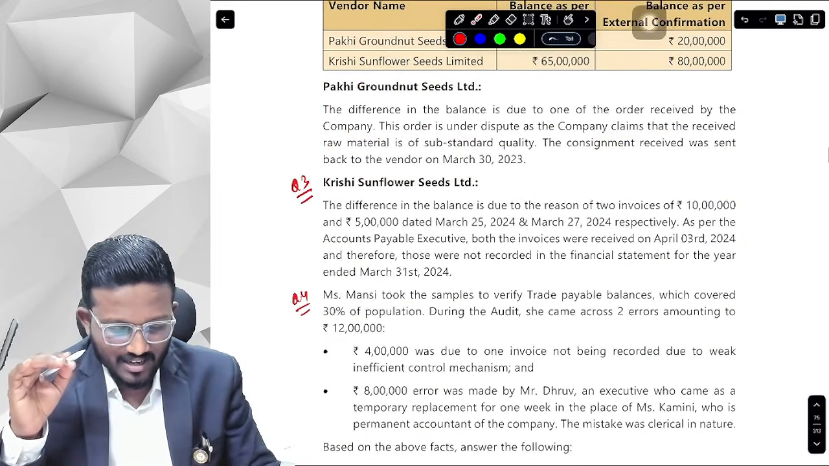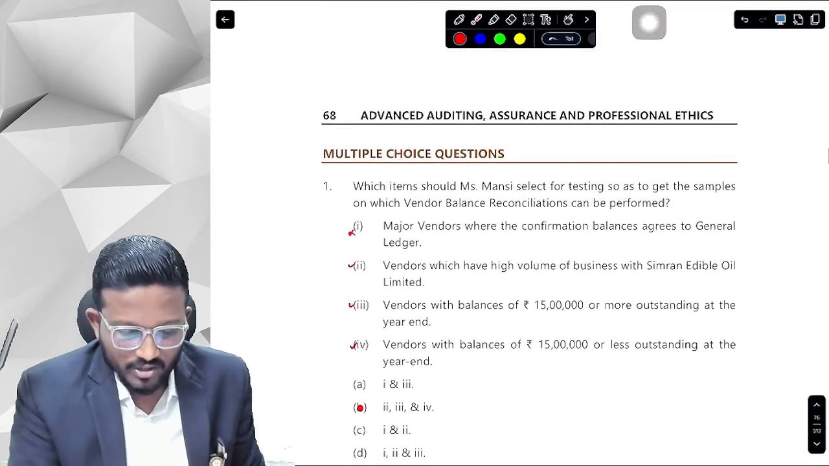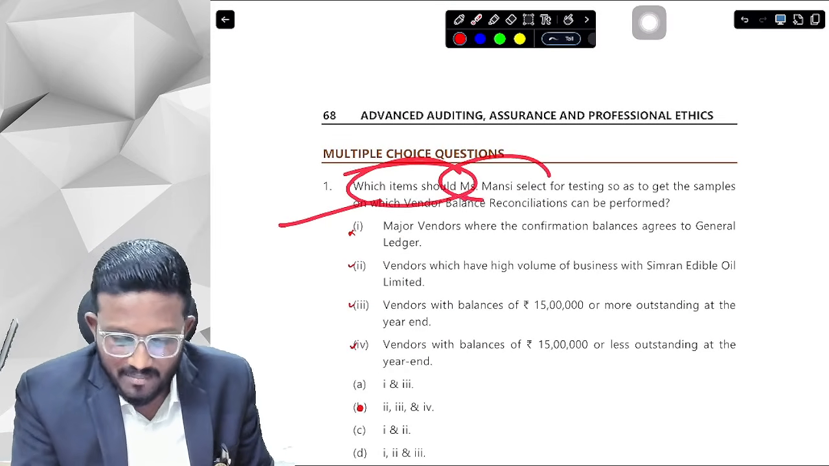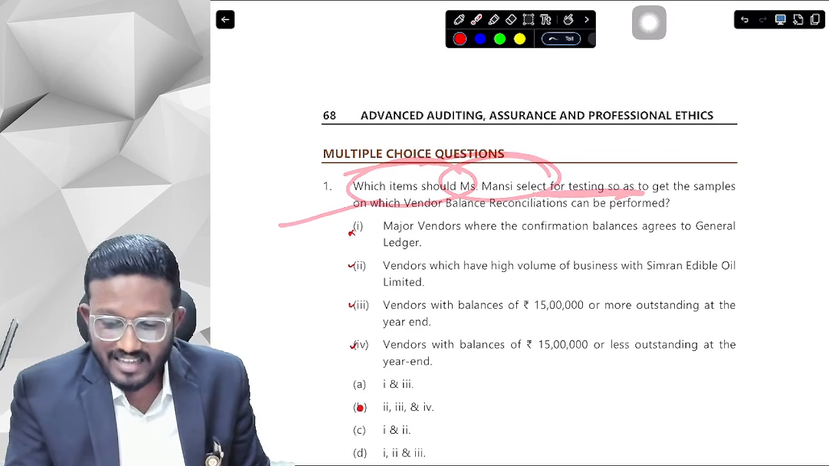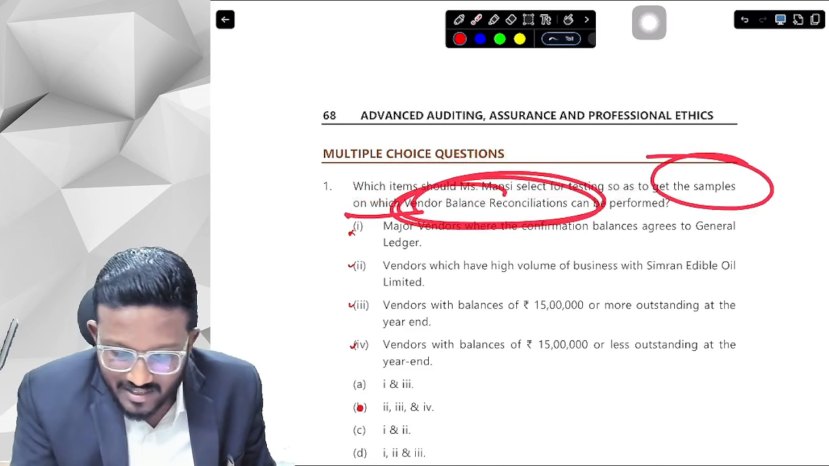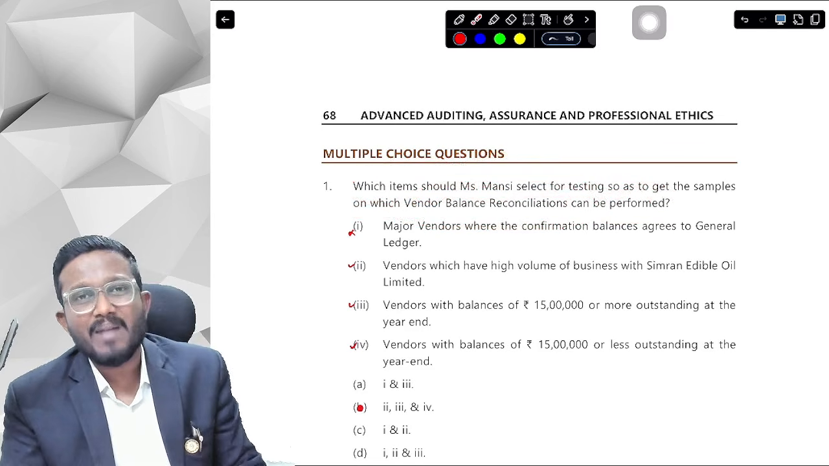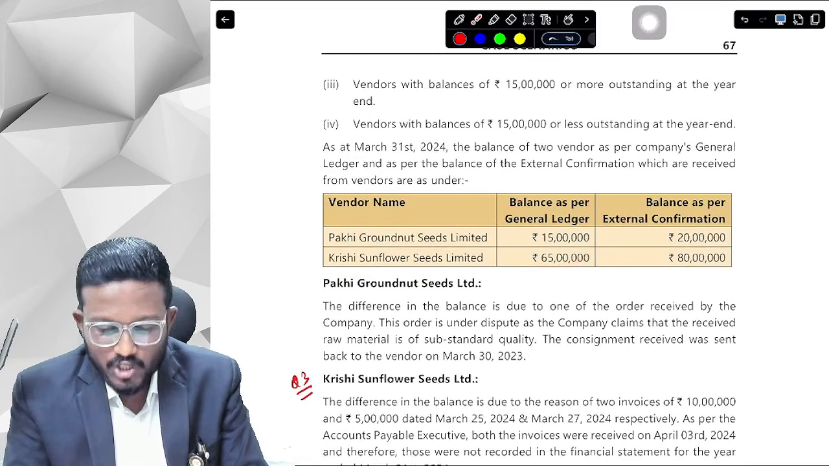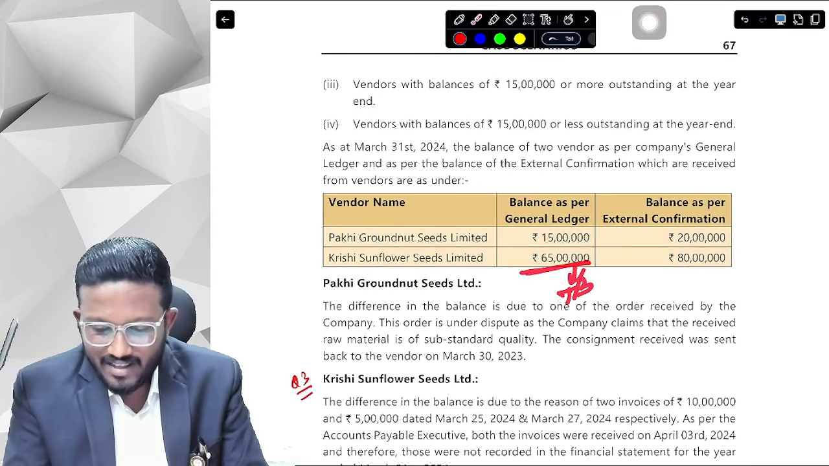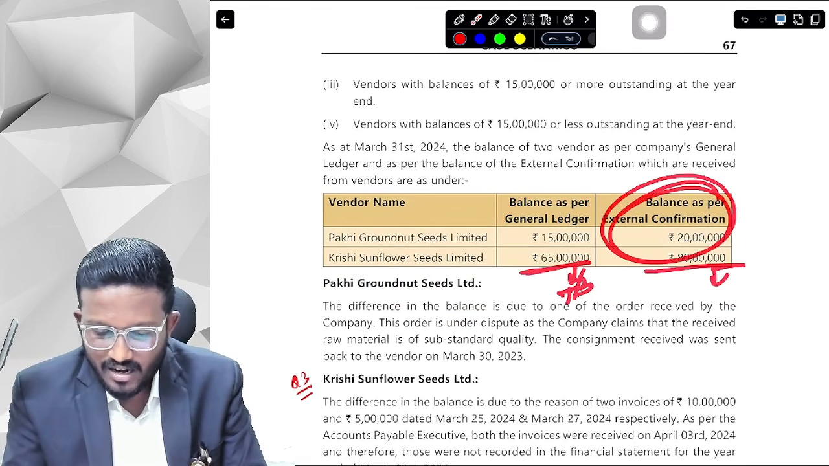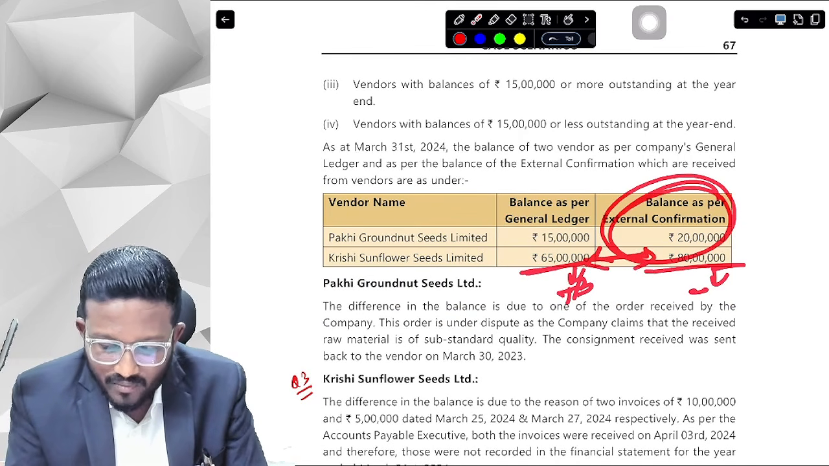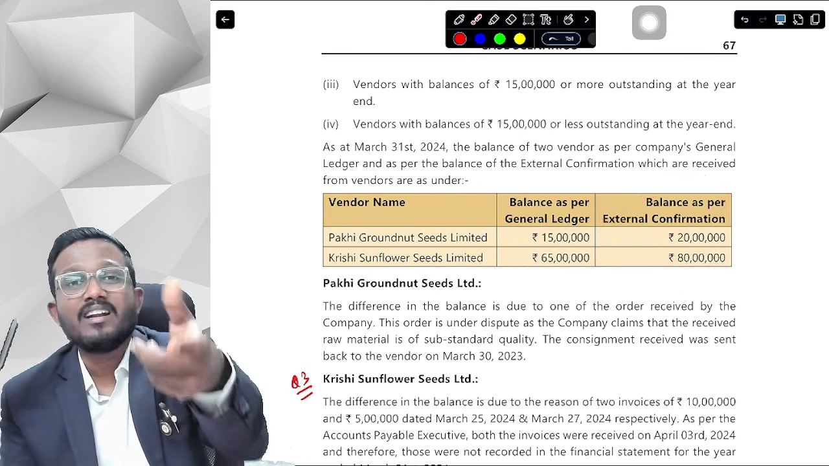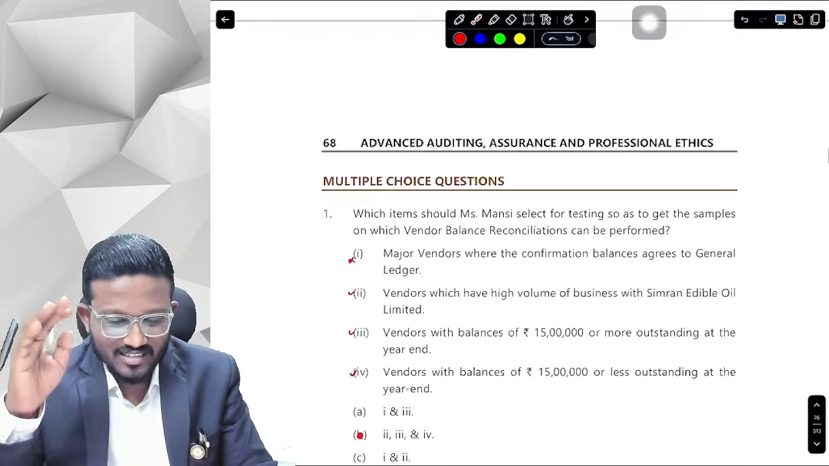What does it say, sir? So basically 3 and 4 we have to do from above. Here it says which items should CA Mansi select for testing so that they can get samples on which vendor balance reconciliations can be performed. Now, what is vendor balance reconciliation? Here you can see that there is a balance as per general ledger, balance as per our trial balance, and balance as per external confirmation. We have to do a reconciliation between both the balances. Now, on which vendors should we perform this balance reconciliation? This is what is being asked.